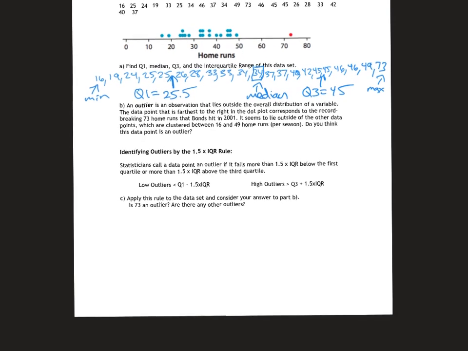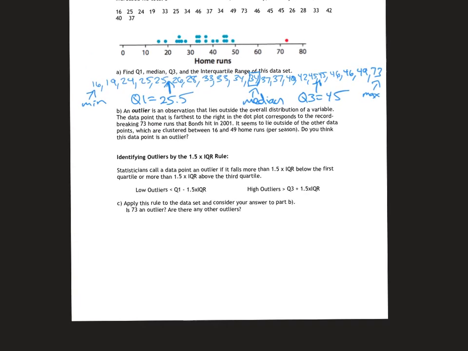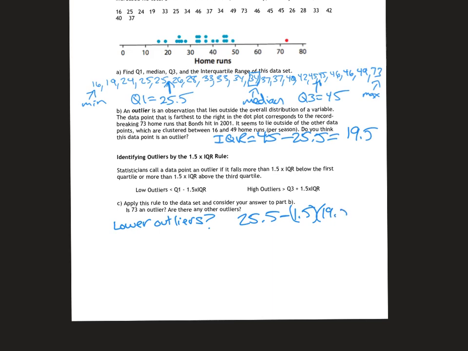So I'll show you here. First, to figure out if there are any outliers, well, the IQR is equal to Q3 minus Q1. So the IQR here is 19.5. So to figure out if there are any lower outliers, I'm going to do Q1 minus 1.5 times my IQR. And that gives me negative 3.75. Well, clearly there's no values less than that. So there's no lower outliers.